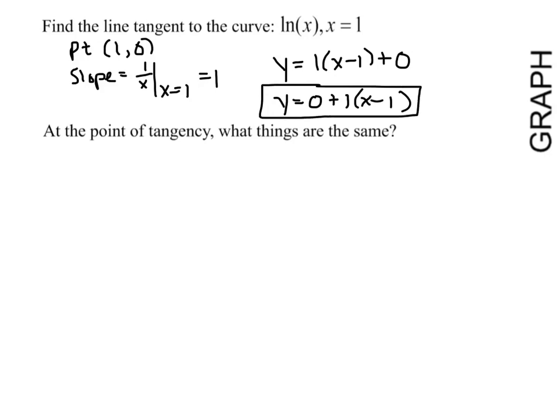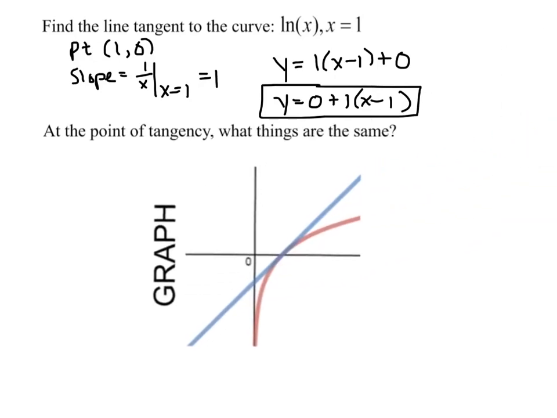Now, my question is, at the point of tangency, what things are the same? So let me bring this graph in. Here it is. The red, of course, is natural log, and the blue is the tangent line. So the question is, what two things are the same? Well, they meet at the same point. They both touch at the point (1, 0). So f of 1 is 0, and they also have the same slope at that point. Those are the two things that are the same at the point of tangency: they meet at the same point, and they have the same slope.